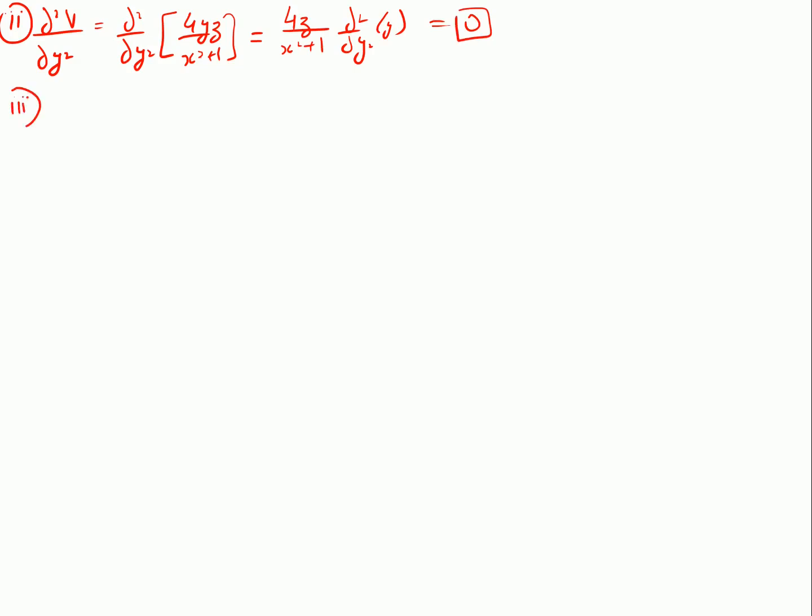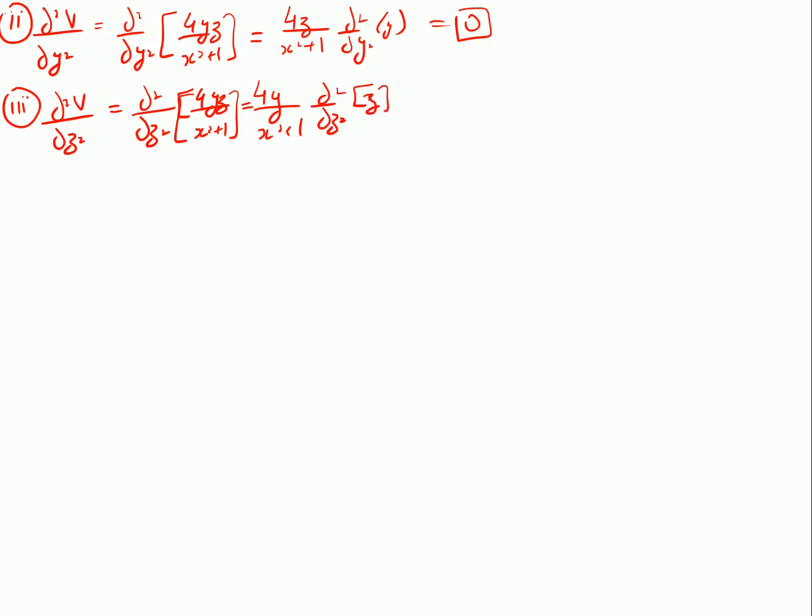For the third part, we take del square v by del z square, and it is again going to be del square by del z square. The value will be 4yz divided by x square plus 1. So we take 4y outside and divided by x square plus 1. You take the square of z. So for the first one it will be 1, and then for the coefficient it will be 0, so the answer will come 0 for the second one. So it means finally my del square v, when I add all the terms, will be 12 volts.